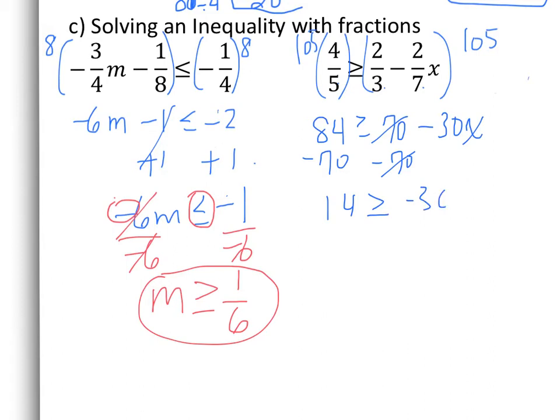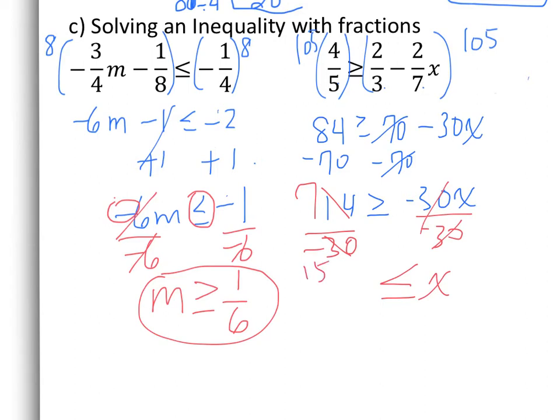Okay, I have a -30. So that's a negative number coefficient here. And I need to switch the inequality sign after I divide both sides by -30. And then simplify. 30 divided by 2 is 15, so -7/15 is less than or equal to x.